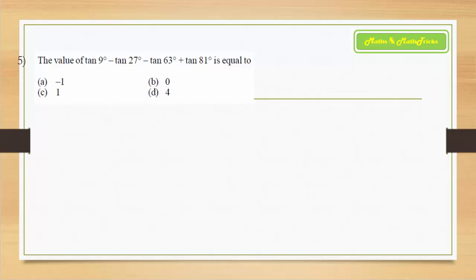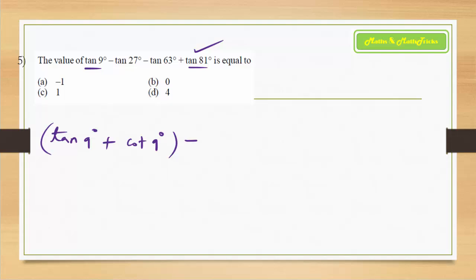The value of tan 9 degrees minus tan 27 degrees minus tan 63 degrees plus tan 81 degrees is equal to? If you closely notice this problem, there you see tan 9 and tan 81. Their angles, 9 and 81, are complementary. So let us write tan 9 as it is, and this tan 81 you can write its complementary ratio as cot 9 degrees.